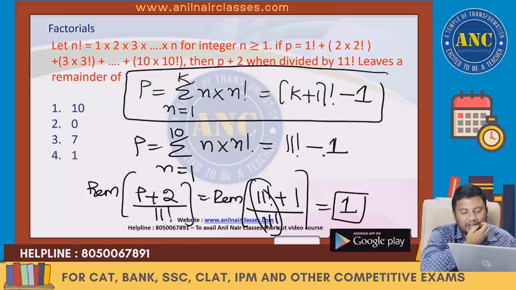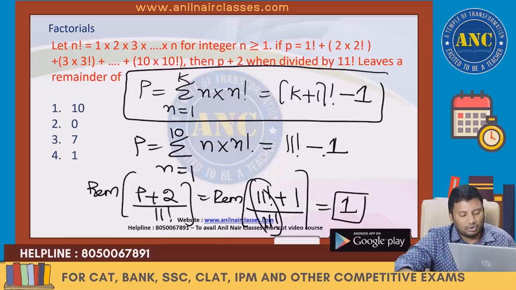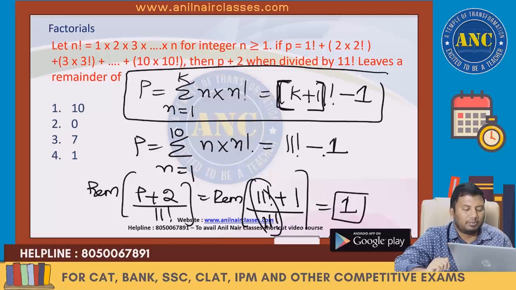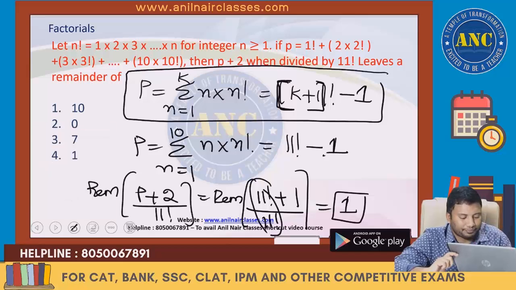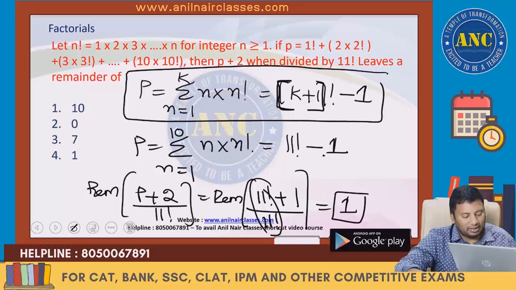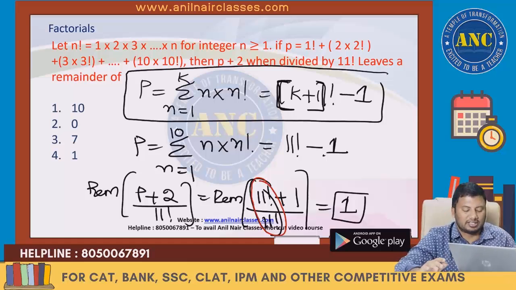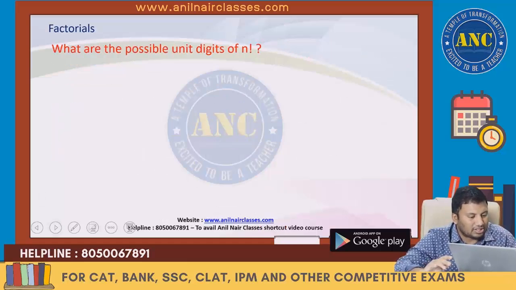Summation n into n factorial, 1 to k, is given by k plus 1 factorial minus 1. With k as 10, it will become 11 factorial minus 1. 11 factorial minus 1 plus 2 gives 11 factorial plus 1. These cancelled. Answer is 1. Next one.